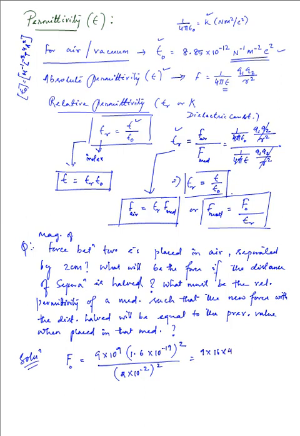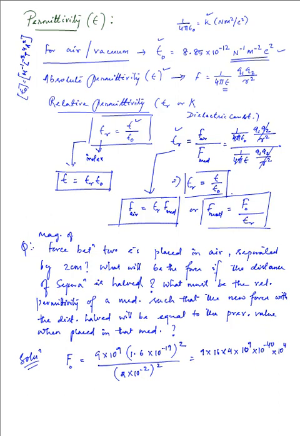I'm cancelling them directly. You can calculate 10 to the power 9, and 10 to the power minus 20 squared is 10 to the power minus 40, and 10 to the power minus 4 in the denominator when taken up is 10 to the power plus 4. This is what we end up with.